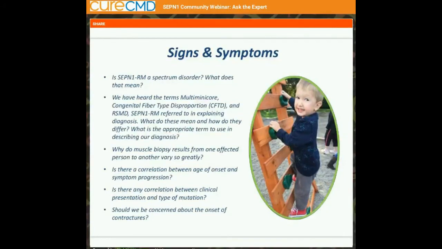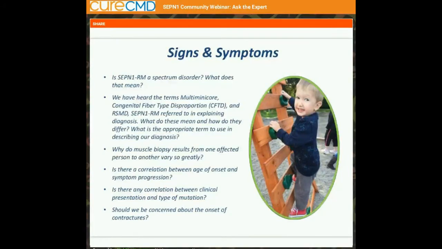Do we have any idea why muscle biopsy results vary from one person to another? The general hand-waving answer is that there are secondary changes. There might be differences in the age or the particular muscle that's looked at or the stage of a disease condition, whether it's very early in the course or late.